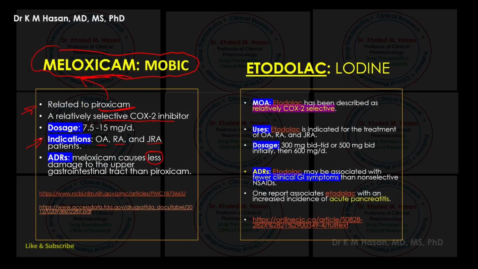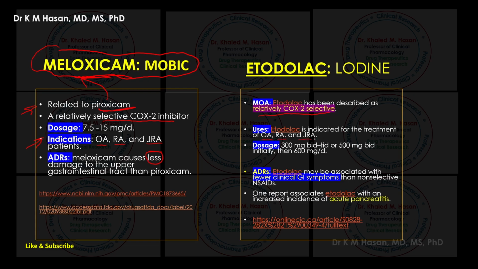Okay, so with the link here, they give you more details about Meloxicam or Mobic. The last one is a selective one, Etodolac. Etodolac mechanism of action: Etodolac is a relatively selective COX-2 inhibitor. It has the same indications.